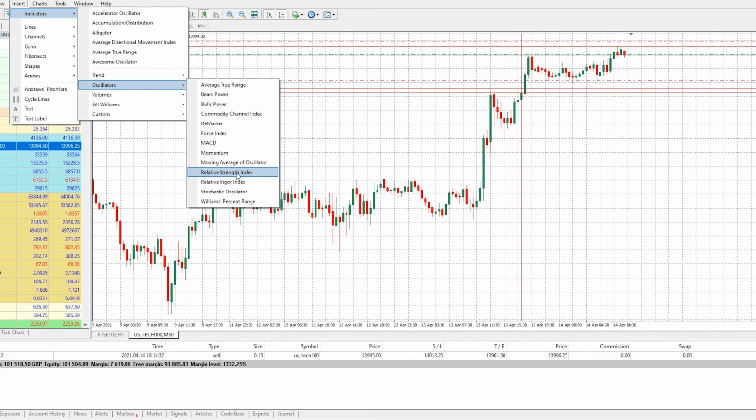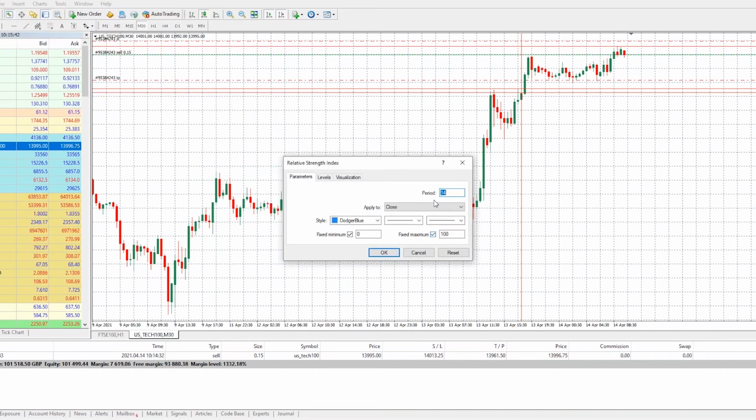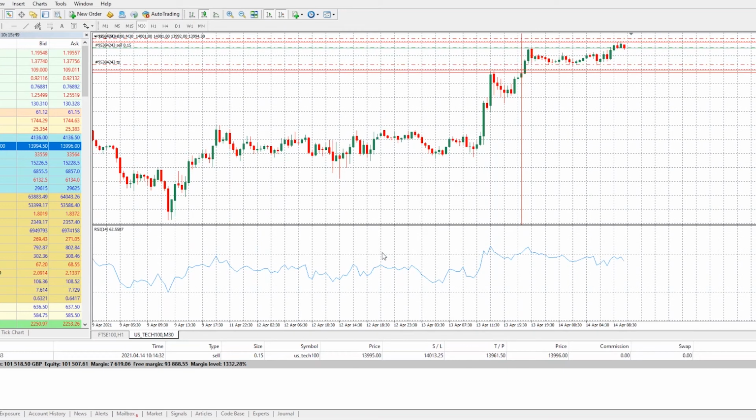Here's the relative strength index, RSI. So we can add it. It's got standard settings. We can leave it on the standard settings, or if you have preferred settings, you can change it, and you click OK. Okay, now I'm looking at the RSI down here, the relative strength index.